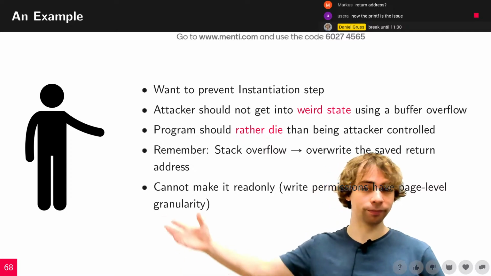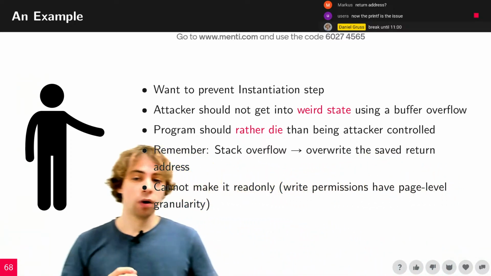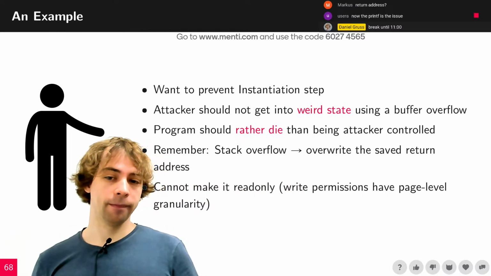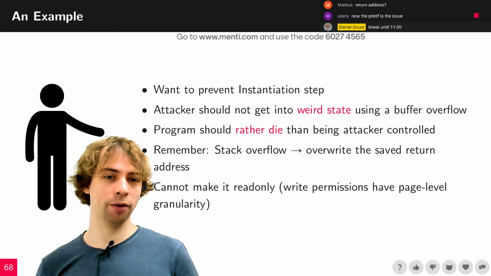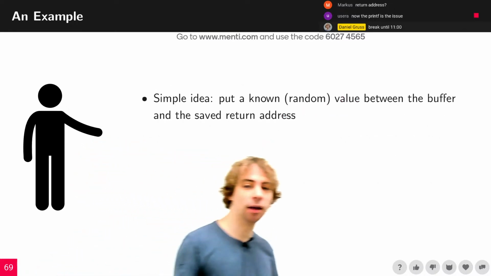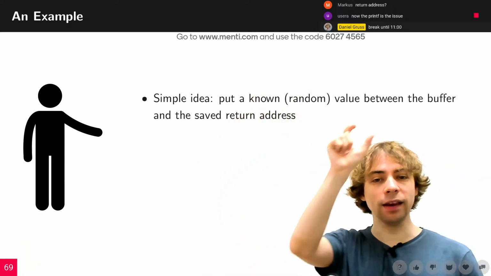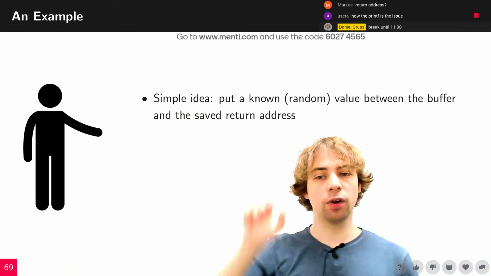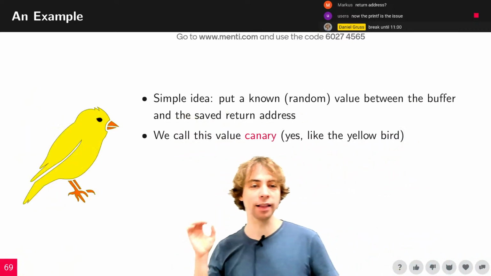We cannot make it read-only because we have write permissions only on a page level granularity. So it has to be writable. But here's a simple idea. We put a known random value between the buffer and the saved return address. A known random value. And we call this a canary.